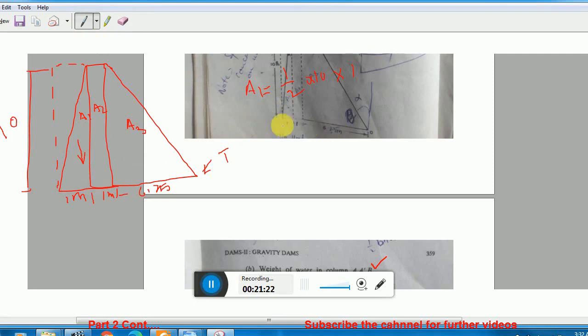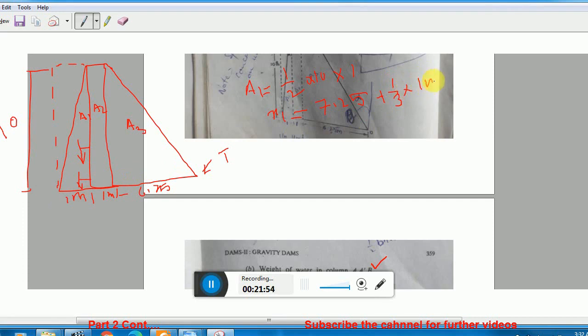Now, what will be its moment arm? That is x1. Its moment arm will be 6.25 plus 1, that is 7.25. Clear? And we need to add, remember, this resultant force of A1 acting is perpendicular. So from this side it will be 1/3, from that side it will be 2/3. So that's why I use 1/3 of that base, and base is 1 meter.